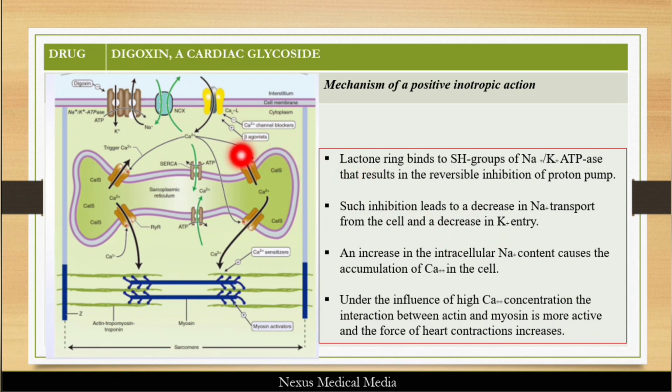So inhibition of the sodium potassium ATPase here will disrupt the natural action of the sodium calcium exchanger, right? So the sodium calcium exchanger in this case will not be removing calcium from the cell. At the end, there will be high calcium in the cytosol. So this is how it increases contraction, the positive inotropic.